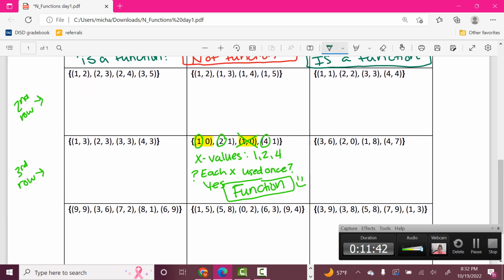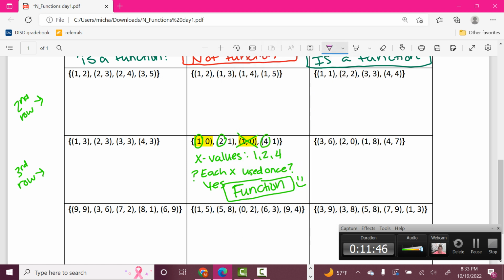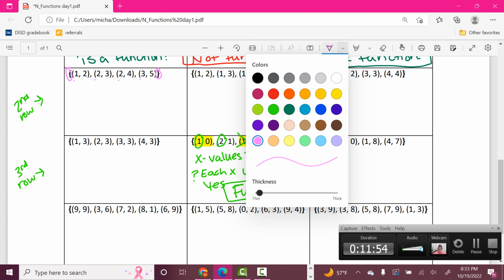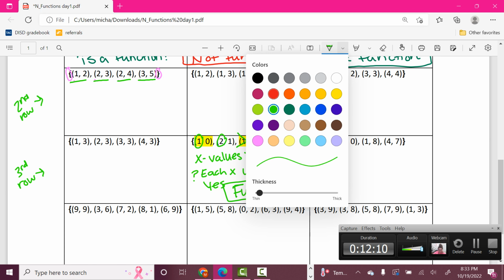Okay, so looking in the second row, first I see that this is a set because of the set notation. And inside of this set is a list of ordered pairs, so I know that this is a relation. The ordered pairs that I see in this relation are 1, 2, 2, 3, 2, 4, and 3, 5. None of those are identical to each other, so I don't have to cross anything out.